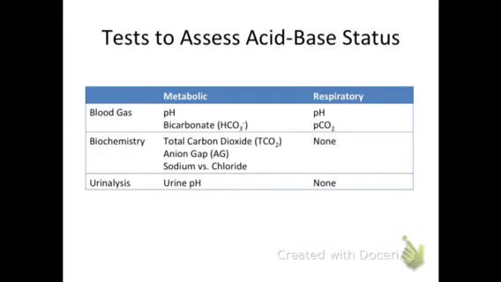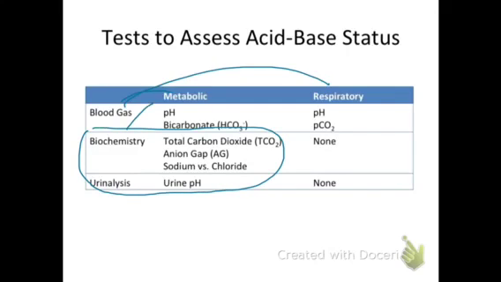These are the tests that we use to assess a patient's acid-base status. A blood gas can evaluate both the respiratory component and the metabolic component of an acid-base status. However, biochemistry tests and urinalysis tests can only assess the metabolic component. The blood gas tests will be discussed in lectures 1B and 1C, whereas the biochemical and urinalysis tests will be discussed in lectures 2A and 2B.